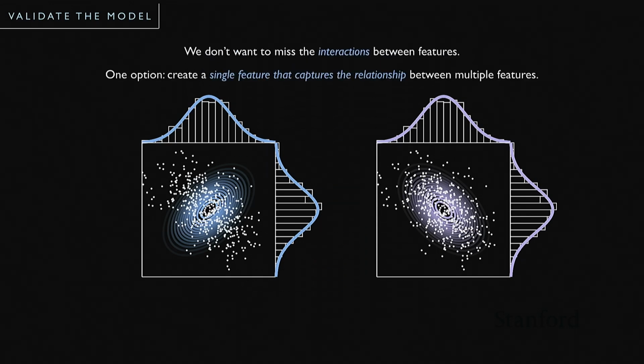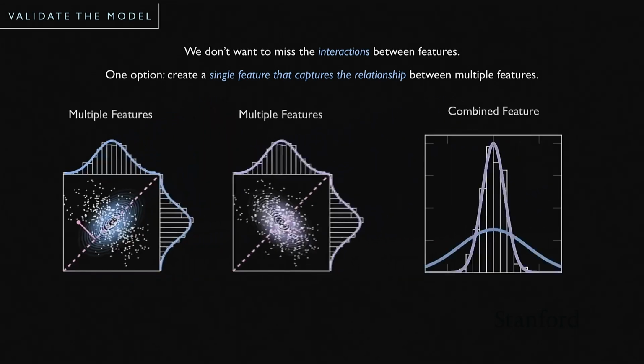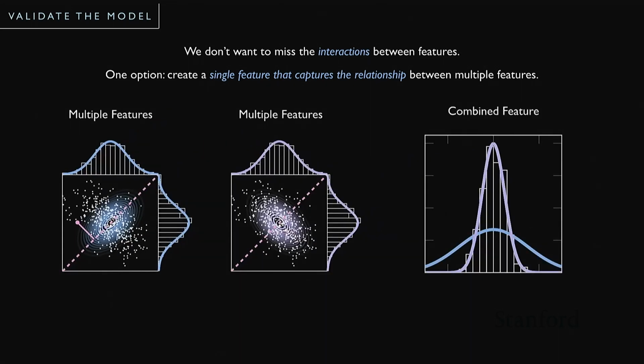There's a couple ways to actually try to capture these interactions. One thing you could do is hand design a single feature that combines multiple features in a way that actually captures the relationship between them. For this case, one thing you could imagine doing is drawing this line across and then taking each data point and projecting it onto that line. Now we've made a single feature, one dimension, and if we make the histogram and compare these models, then we can see that the blue model does not fit nearly as well as the purple one.